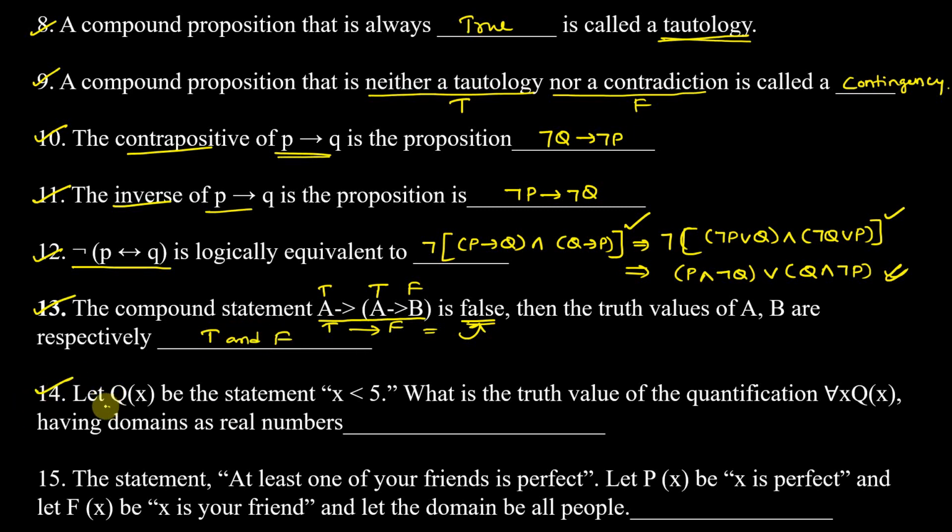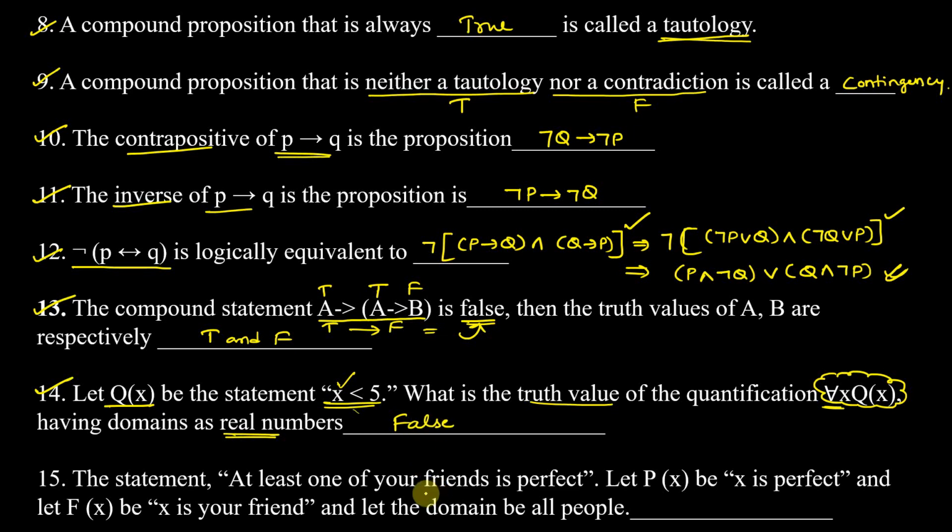14th question. Given a predicate Q of X be the statement X less than 5. What is the truth value of the quantifier for all X Q of X having the domain as real numbers? Because it is for the real numbers, you can say, is it that every real number is less than 5, because it is the universal quantifier for all X? Can I say every real number is less than 5? No. Then the truth value of this predicate statement is false.